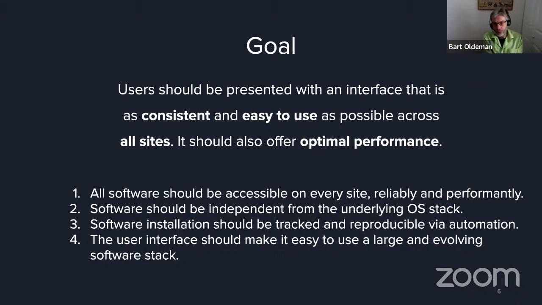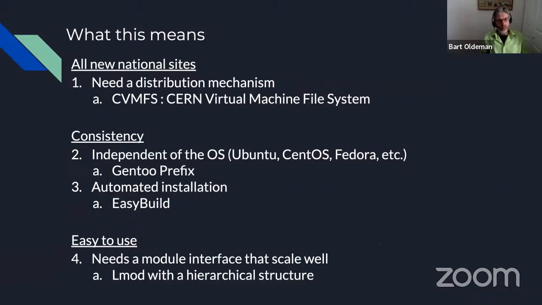It should be independent from the underlying OS stack and be tracked and reproducible via automation. And we should also make it easy to use a large and evolving software stack. So the module interface shouldn't be too clumsy to use. So we need, for all national sites, the distribution mechanism of CVMFS, which is the main topic of this talk. And then we have some things in commonality with EESSI, in that we have the Gentoo Prefix and EasyBuild for automated installation of modules. And we use Lmod with hierarchical structure to get a module interface that scales well.